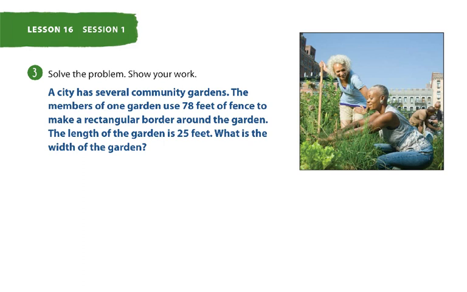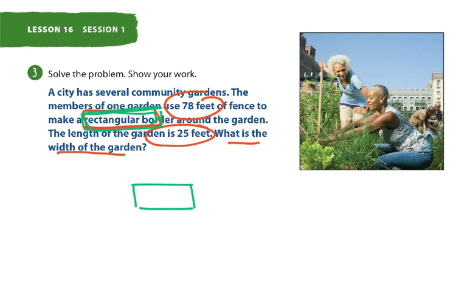A city has several community gardens. The member of one garden uses 78 feet of fence to make a rectangle around the garden. The length of the garden is 25 feet. What is the width of the garden? I'm going to draw because it says I boxed in information I need to know, which is that they had a rectangular shaped garden. And in all, so the perimeter in all is 78 feet of fencing.